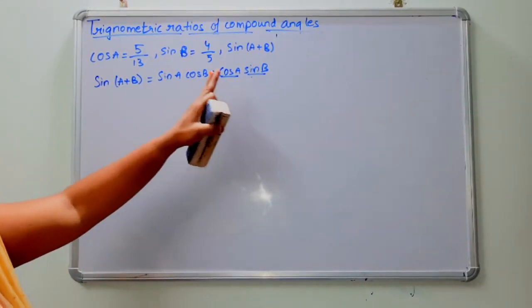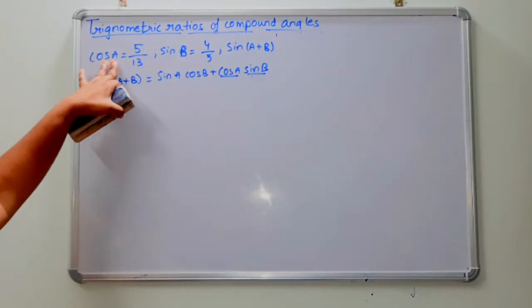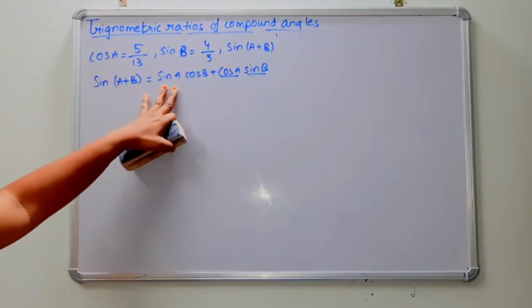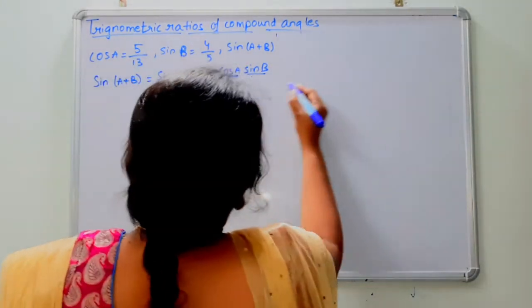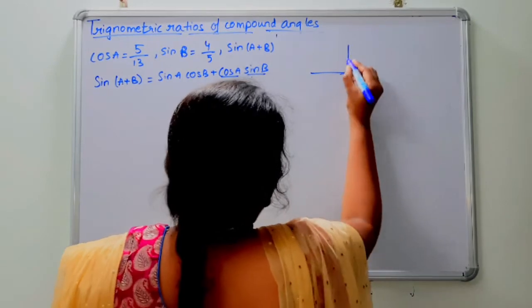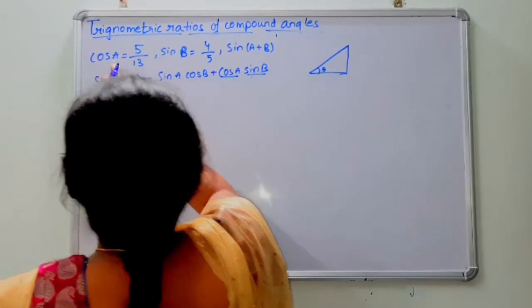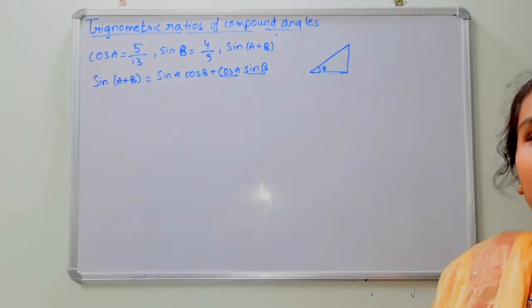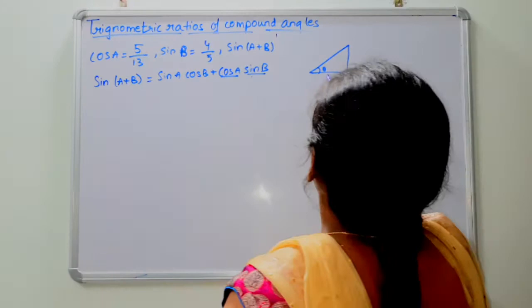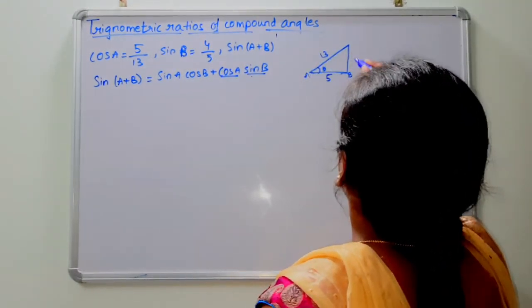We already have cos A and sin B, which are given in the question. And we don't know what sin A and cos B are. Let's find out. So first we will take a right angle triangle where the angle is theta. What is cos theta? Cos theta is adjacent side by hypotenuse. So 5 by 13. This is A, B, C.